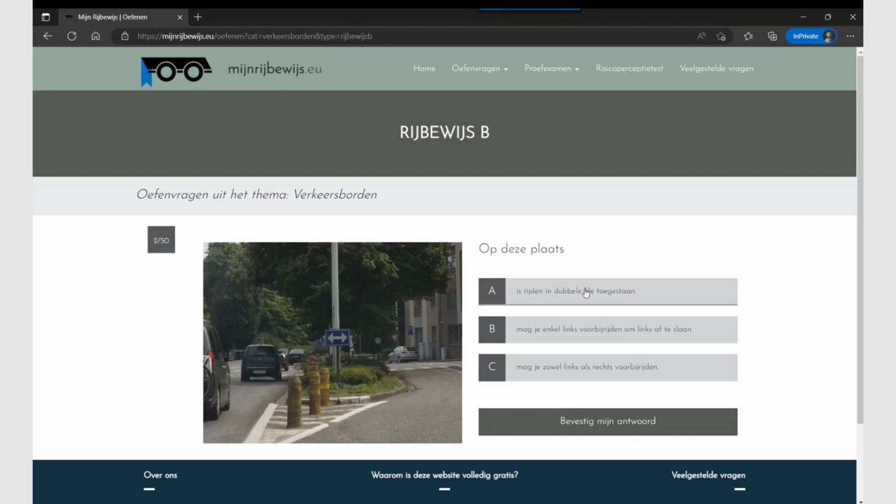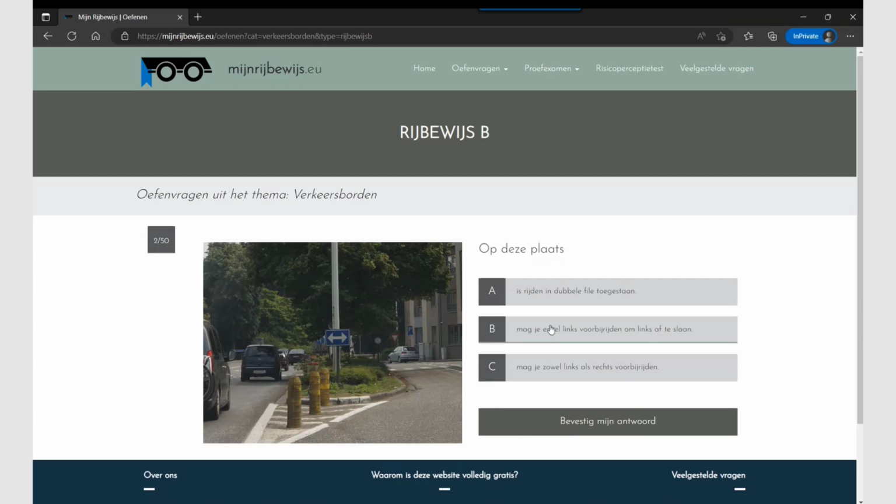So at this place, there are three options. Option A says riding in two lanes is allowed. Option B says you are only allowed from the left to right and turn left. Option C says you are allowed from the left as well as right to drive through.